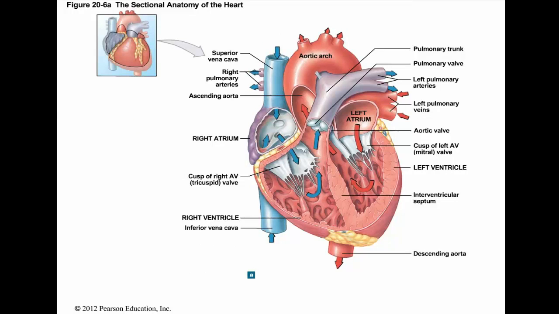That oxygenated blood comes back by the left and right pulmonary veins, enters the left atrium, goes down through the mitral valve into the left ventricle, and then when the heart contracts, that blood then pushes up through the aortic valve and then off via the aortic arch to the rest of the body in the systemic circulation.